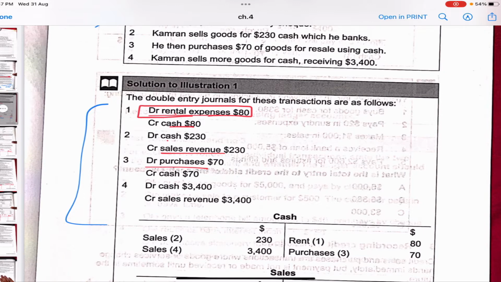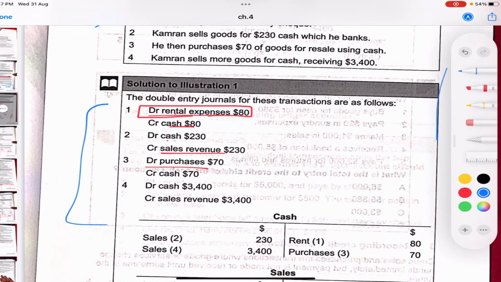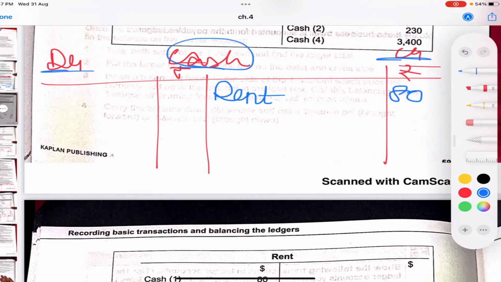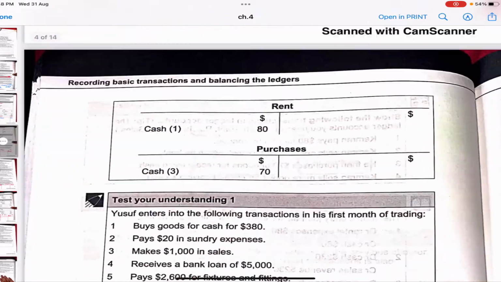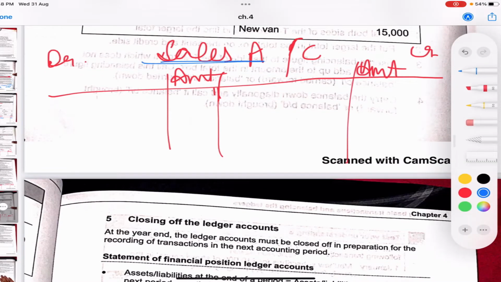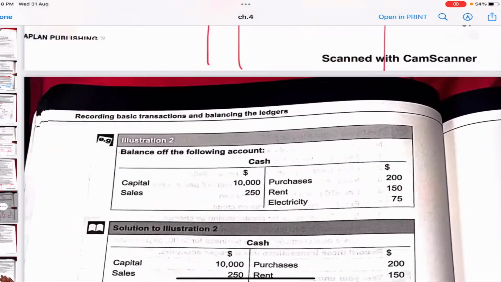Cash is getting debited and sales revenue is getting credited. Okay, cash account debit of 230, right? So cash account is getting debited 230 with what exactly? With sales, right? Now sales account is getting credited with cash. Sales account here. Sales account is getting credited with cash, which is nothing but 230. Let's see the next question.